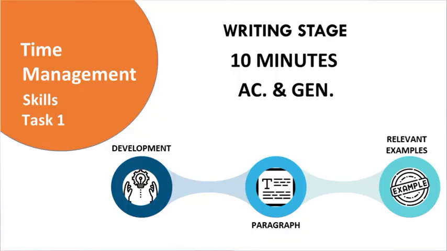Use 10 minutes of the remaining 15 minutes to start your writing. And what are you expected to do at this stage, the second stage of your writing for task one? Develop your ideas. This is not the time to start organizing your ideas. You already have organized your ideas in your pre-writing stage. That's your first 5 minutes.